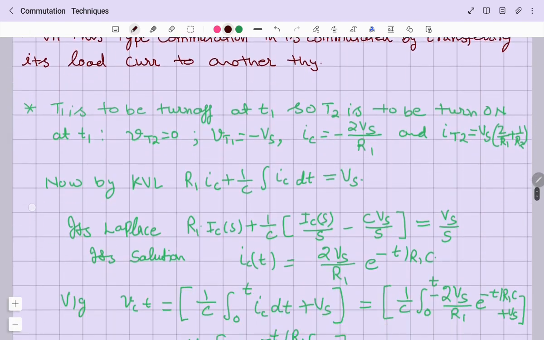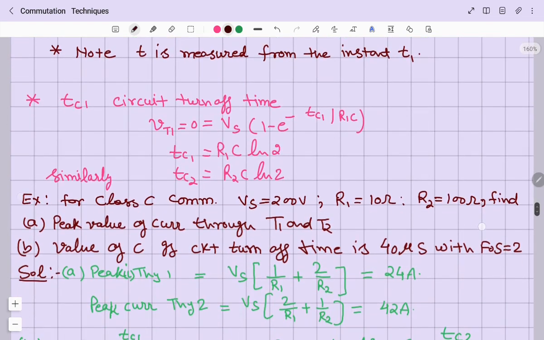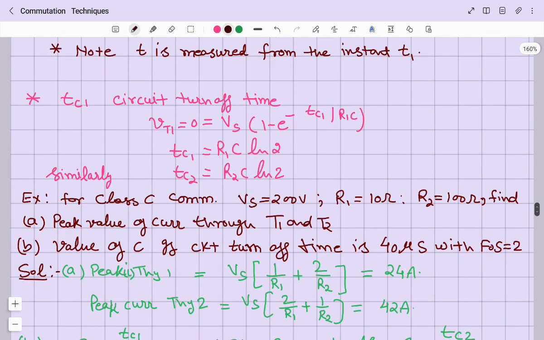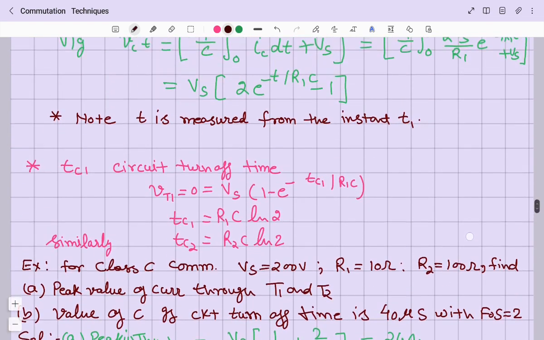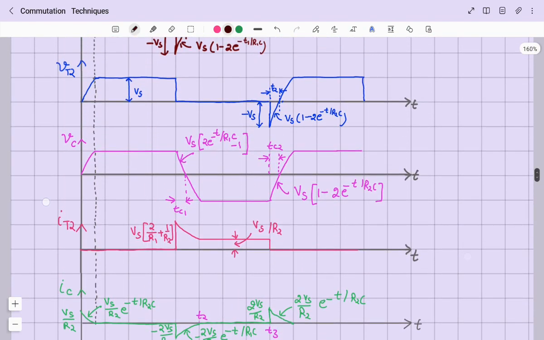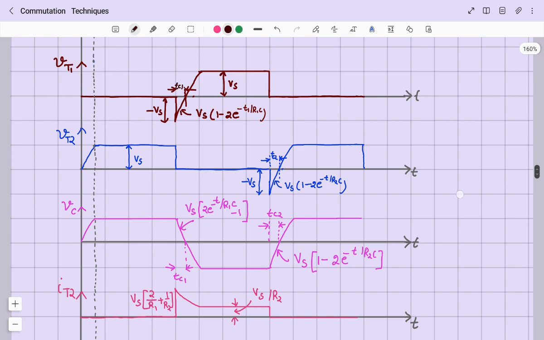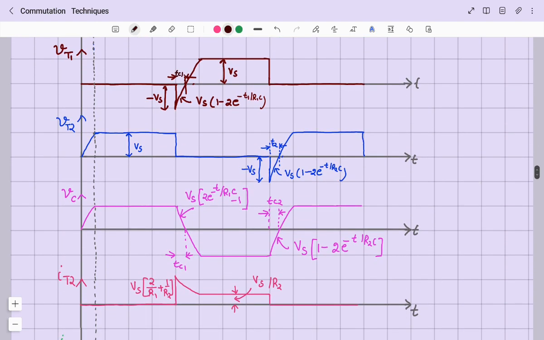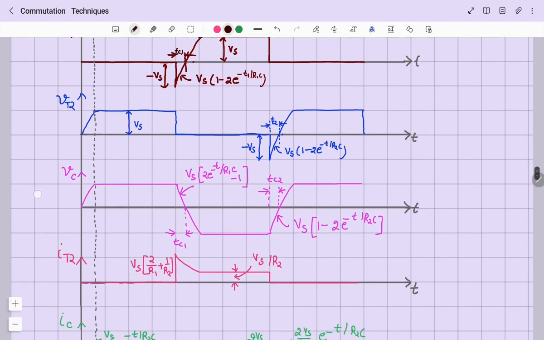Right. So the circuit turn-off time for thyristor T1. What is the meaning of circuit turn-off time for the thyristor T1? It means you cannot turn on thyristor T1 until it is in forward bias.